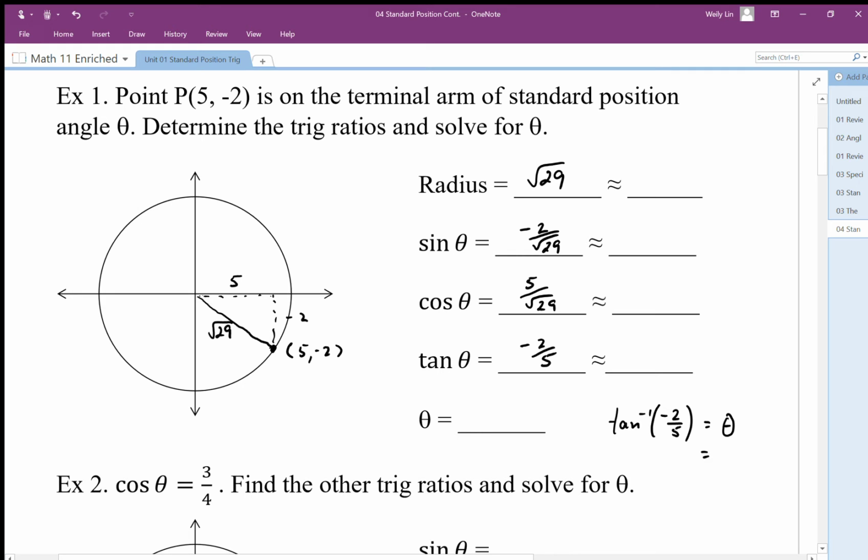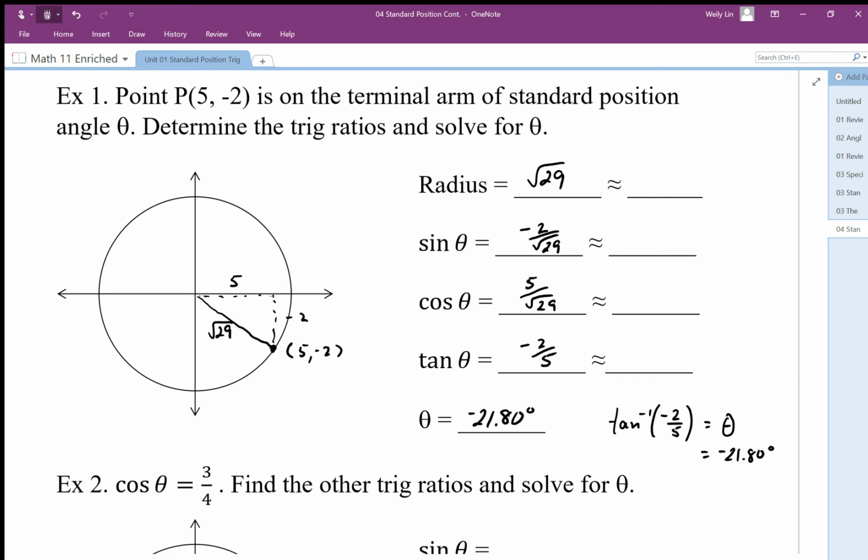Okay, so when I do the arctan of -2 over 5, I end up with -21.80 degrees. So this is going to be -21.80 degrees. Looking at this, we have to make sure that we have the right quadrant. This angle is in quadrant 4. The theta that we solve for is also in quadrant 4.